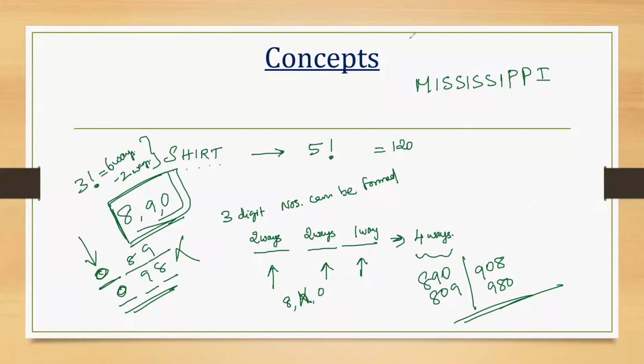So first count the number of letters. 1, 2, 3, 4, 5, 6, 7, 8, 9, 10, 11, right? So 11 factorial. Divide by, we go for M. Only one M, so leave it. We go for I. 4 I's are there, right? For S, again we have 4. Then P. Is it clear? Yes, good.